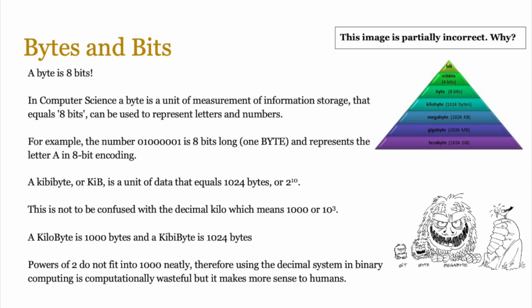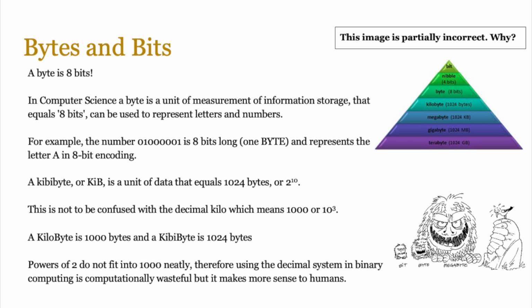So if you looked at that little pyramid on the top right-hand corner of your screen, you probably can work out why the image is partially incorrect. Think about that by looking at the number system. So we've got kibibytes, which is KiB, which is 1024. And then we have mebibytes, which is 1024 times 1024. So instead of having a million bytes, which is a megabyte, we have slightly over a million because it's 1024 times 1024. So the powers of 2 do not fit into 1000 neatly. Therefore, using the decimal system, which is kilo, mega, in binary is computationally wasteful.